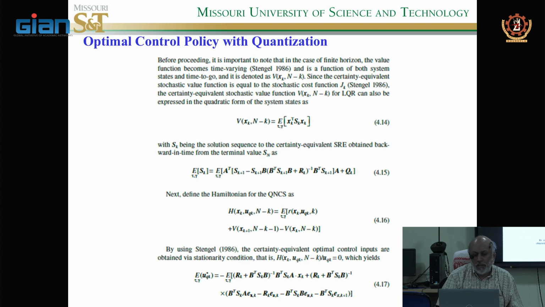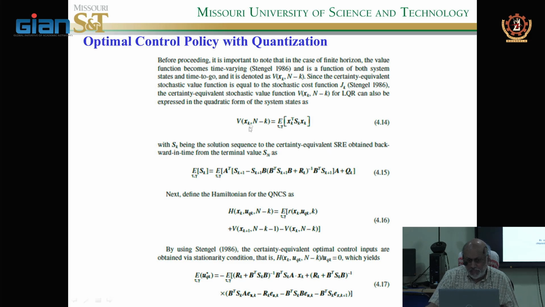So now we want to use the optimal control policy with quantization. So we're going to start with linear systems. So what will happen when there is a quantization effect? And I'm going to show you in the derivation. I'm going to skip the derivation, but I'm going to show you. So we use the same idea I showed you, like a linear system.